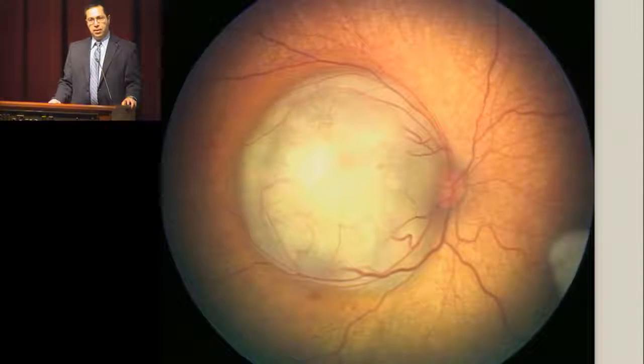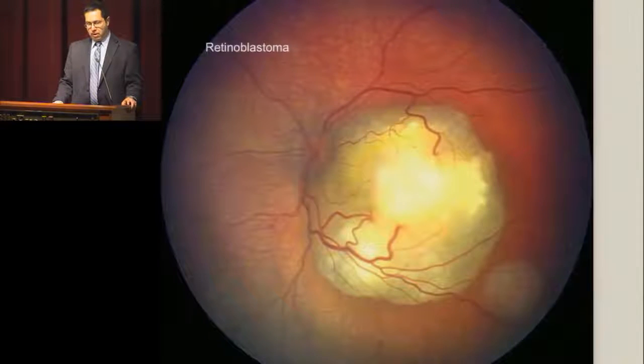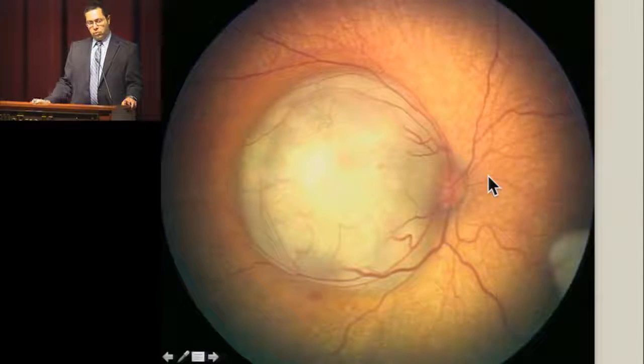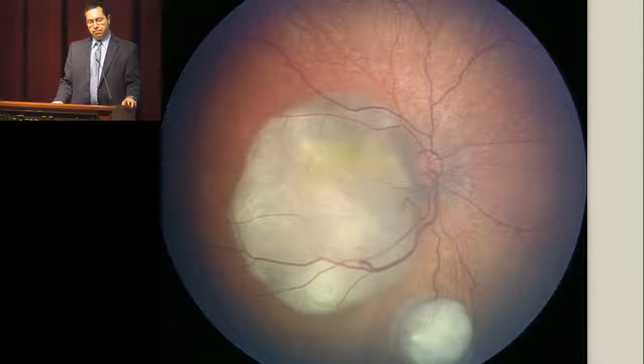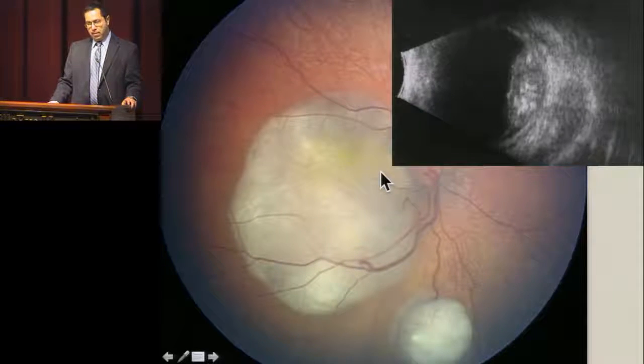This one, again, if we go back, you can see this white chalky calcification there, typical of retinoblastoma. This one, you don't see much calcification, but you see, again, the feeder vessels, another retinoblastoma. This one, you can talk yourself into some calcification there, again, feeder vessels, and ultrasound shows definite calcification there. So another retinoblastoma.